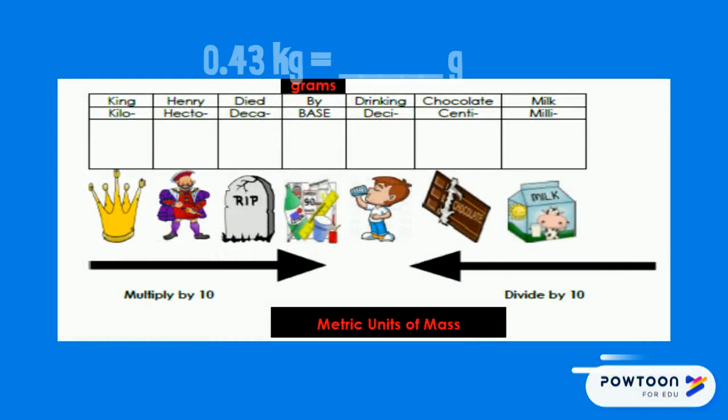Here's another example of converting larger units to smaller units. This time I have 43/100ths of a kilogram, and I'm converting to grams. So that means that my decimal is going to move 3 places to the right, and that will leave me with 430.